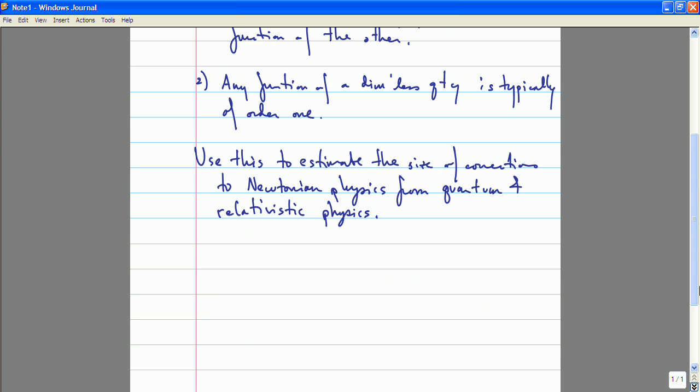So, the basic parameters that control the sizes of relativistic and quantum mechanical corrections to Newtonian physics are the speed of light and Planck's constant. So relativity gives corrections to Newtonian physics parameterized by the speed of light, typically denoted c, which is a velocity, and so it has units of length divided by time.